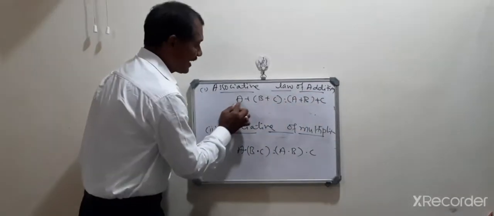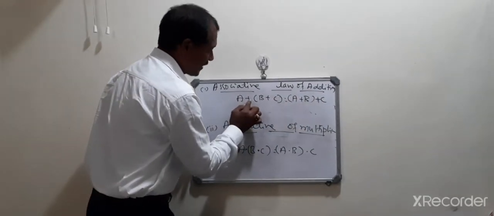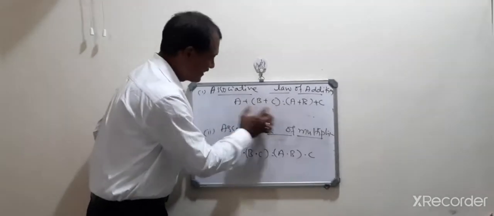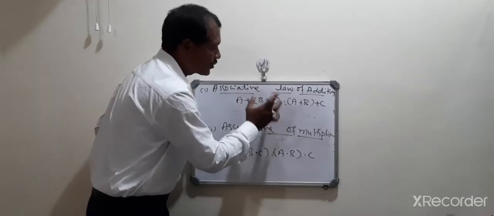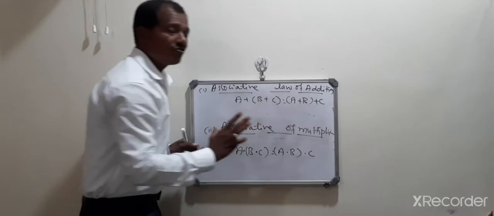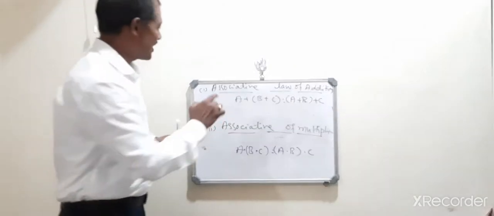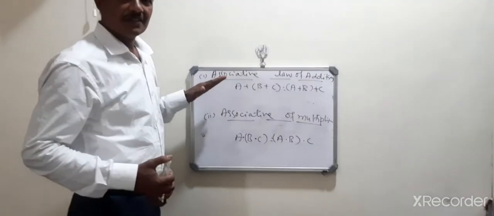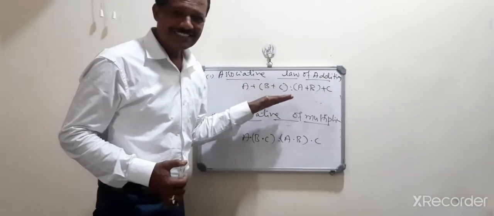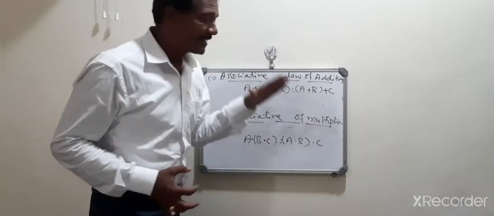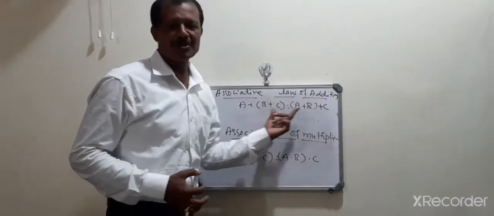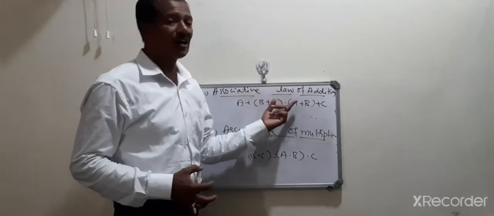Here in this example, A ORed with B, ORed with C. In this one we are grouping B plus C. In this other one we are grouping A plus B. This grouping doesn't make any difference. That is the associative law of addition: if the variables are ORed, the result is the same regardless of the grouping of the variables.